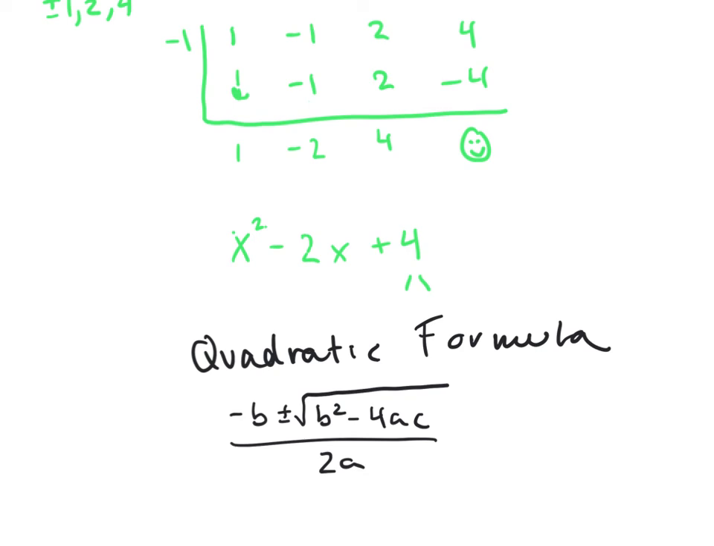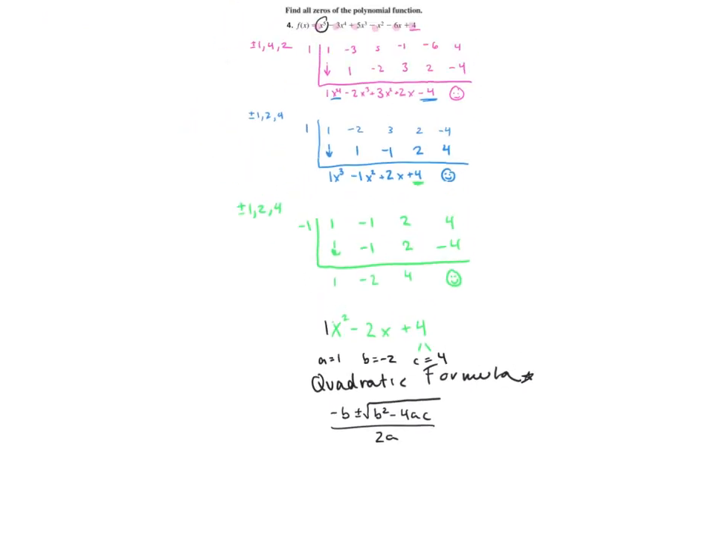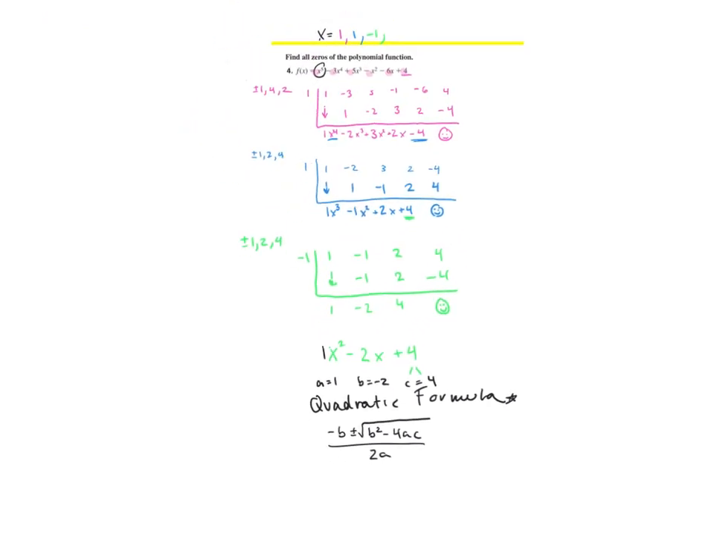Now I know it's been a long week, so I'm not going to make you do this, but our last 2 solutions are going to come from the quadratic formula. Once you plug in your a, which is 1, b is negative 2, and c is 4, you'll get 2 solutions, most likely imaginary. So that's the end of example 4. Any questions?